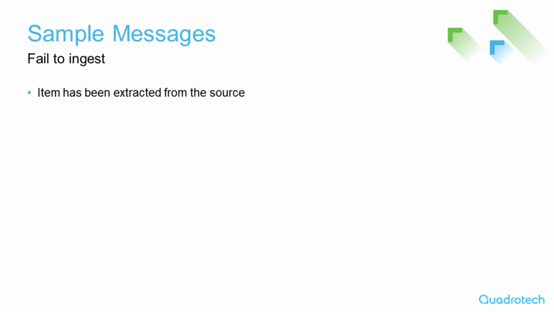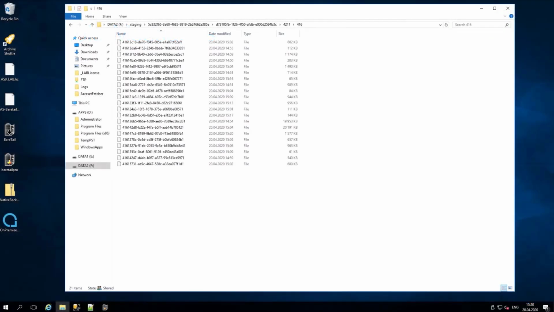In the situation where Archive Shuttle has extracted the item, the item lives on disk. It is on the staging area. It is something that we can find, make a copy of, try to open with Outlook, and more. In other words, we can investigate this relatively easily. It's something that we can repeatedly try to process as we have the exported item. Let's take a look at that item on the staging area.